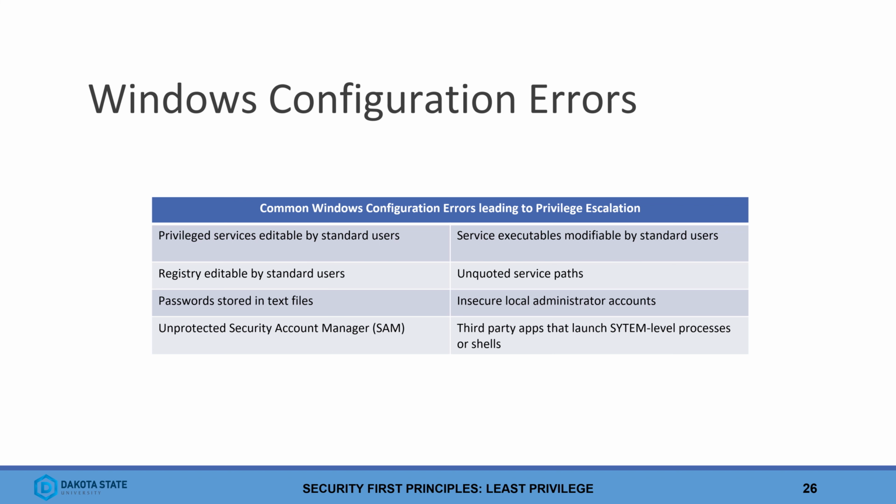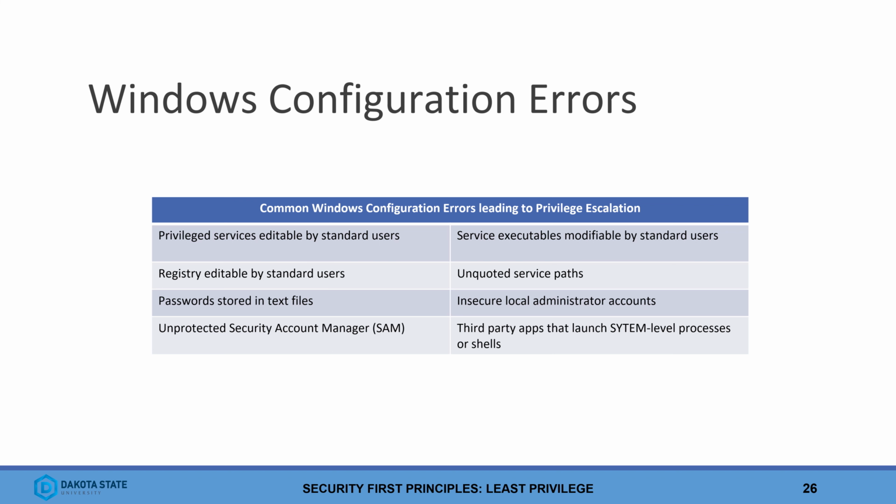Not properly protecting the security account manager, or requiring the appropriate privileges to query it. This could result in somebody taking Mimikatz and dumping the hashes from the security account manager and potentially gaining a privilege escalation that way. Service executables should not be modifiable by standard users. If they can modify the executable at the path that a service is executing, they can replace it with pretty much any other binary.